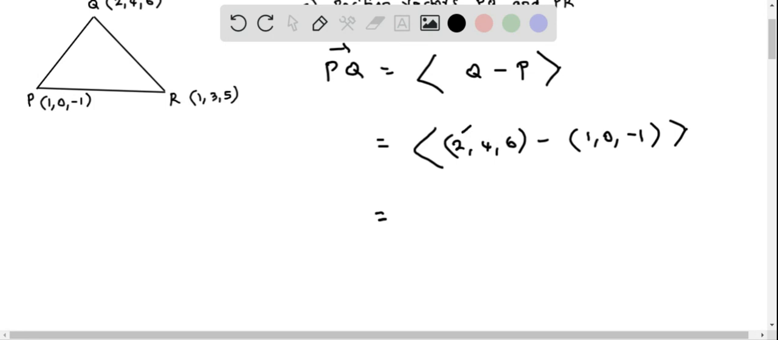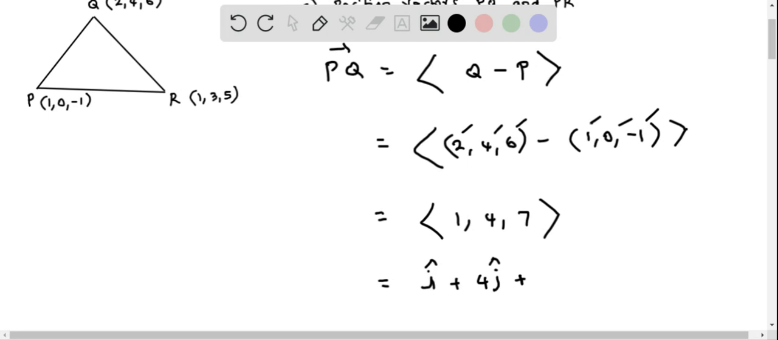That is, the x component we have to subtract 2 minus 1 is 1, and 4 minus 0 is 4, and 6 minus of minus 1 is, that is 6 plus 1 is 7. And so this is the PQ vector in component form. We can write down this in IJK, that is vector form. So it is 1i, which I write down as i, plus 4j, plus 7k. And so this is the position vector PQ.